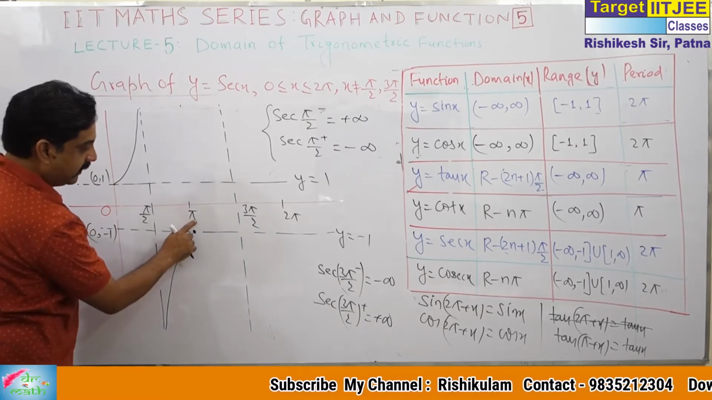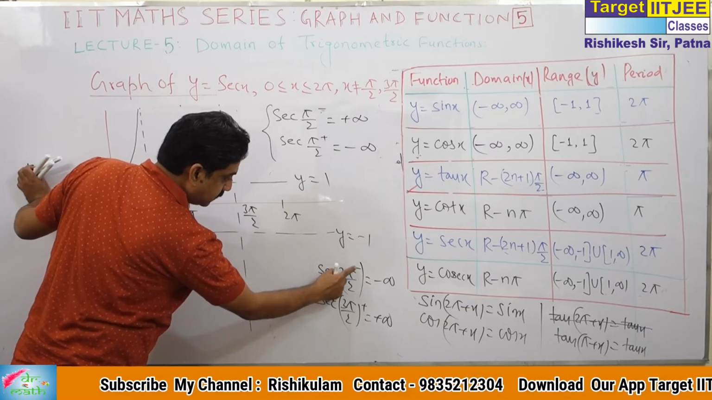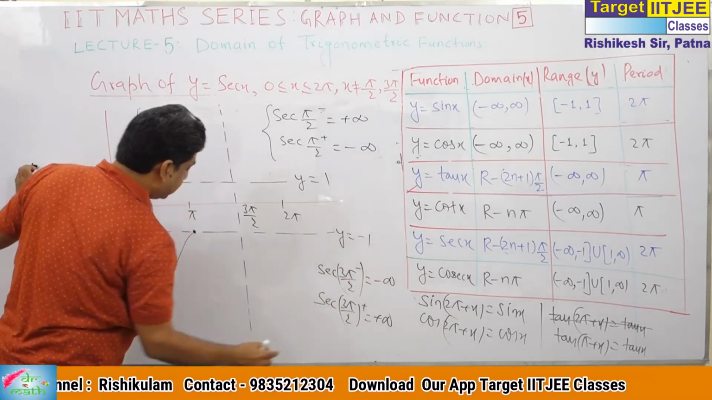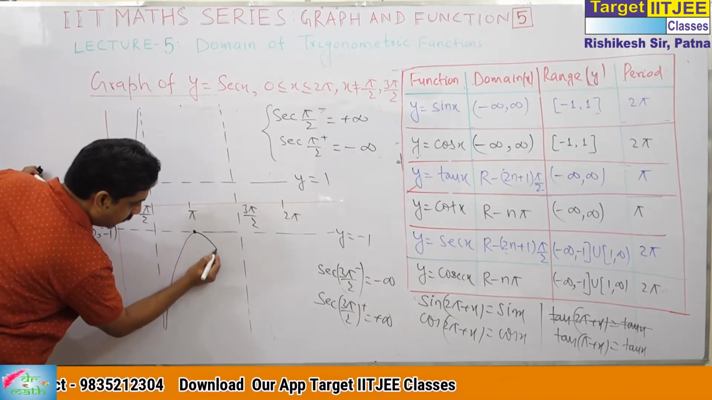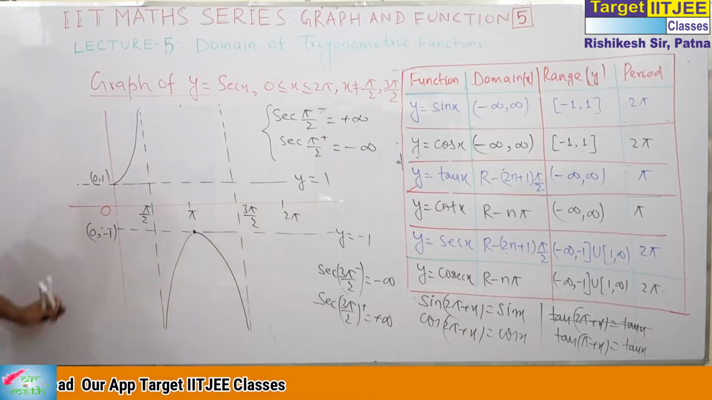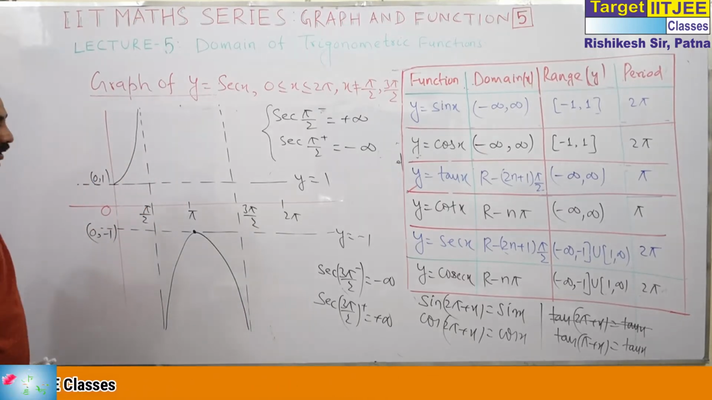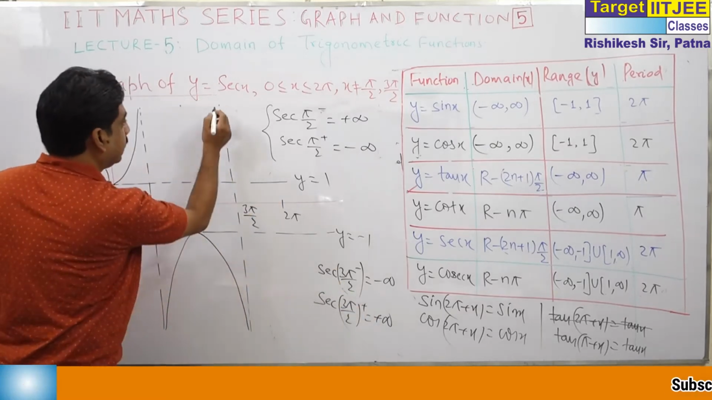In the third quadrant you can see sec 3 pi by 2 minus is minus infinity. So it decreases from this. And in the fourth quadrant, actually this is plus infinity.